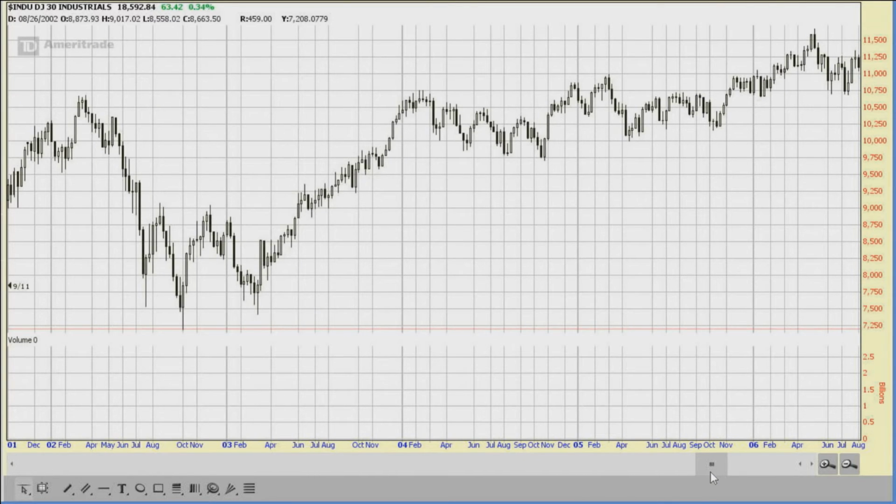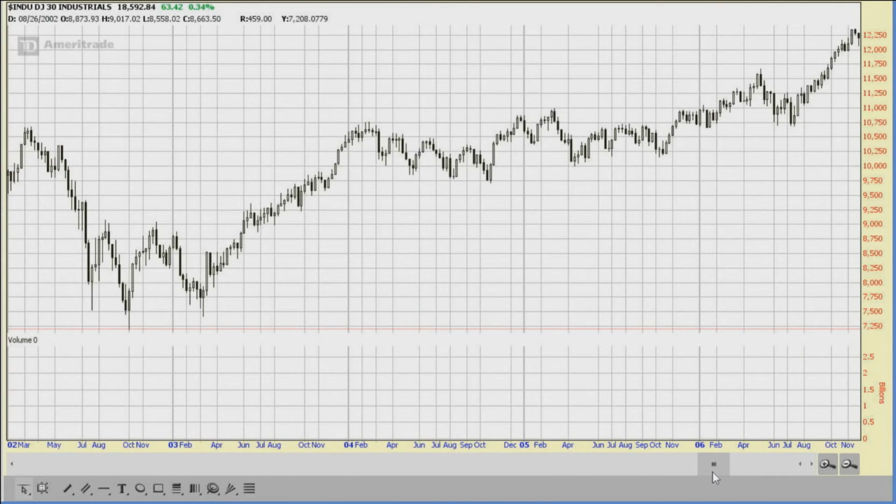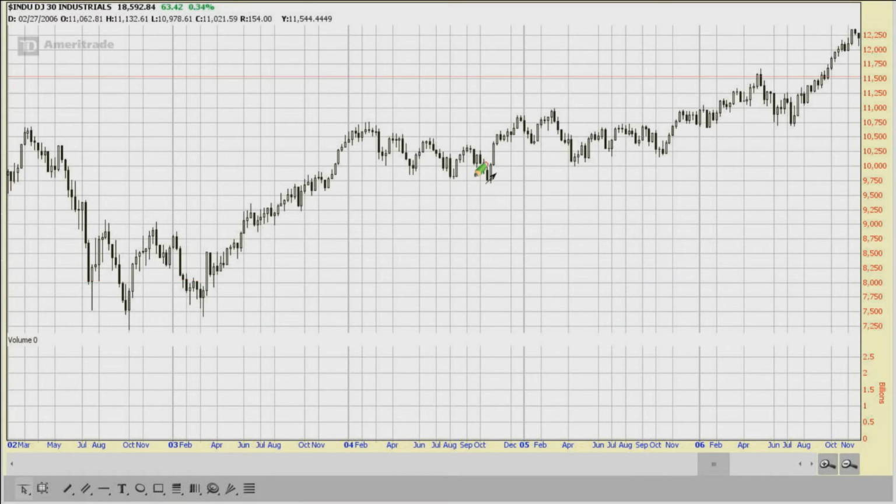2004, I know this is a little tedious, but I wanted you to see all of these corrections that came in these election years.